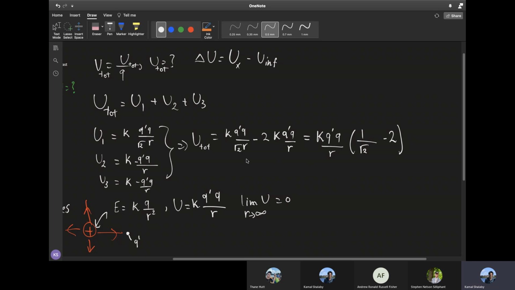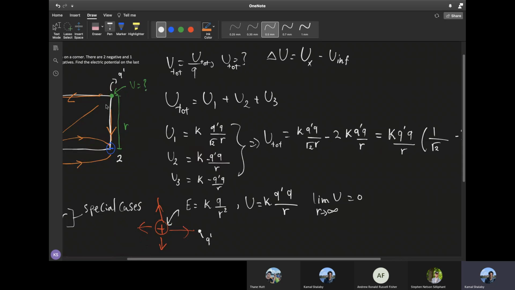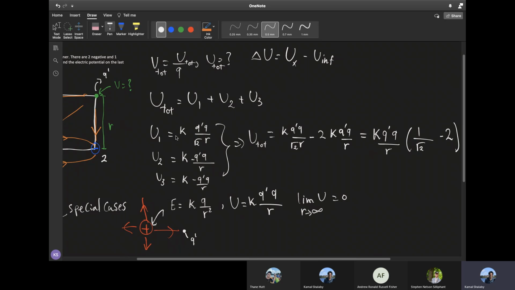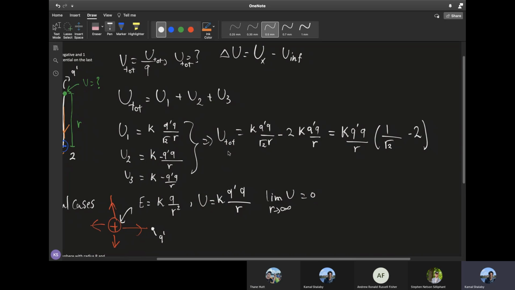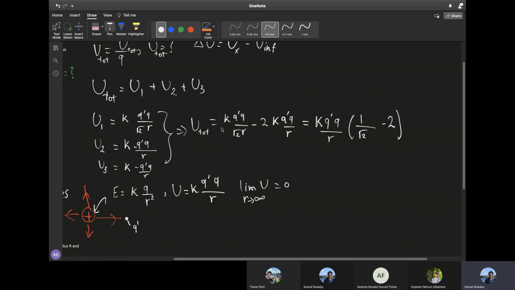This is the potential energy at this point. But now, what is the electric potential, which is V? Well, we can just divide it by the charge, right? Yes, indeed. So that means V is just equal to U total over Q prime, which is equal to kQ over R times 1 over root 2 minus 2. So this is a way to do it.